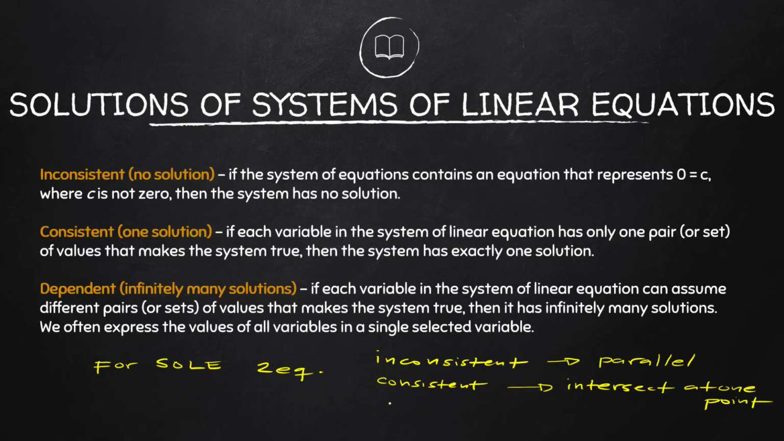If, however, the solution is a dependent solution for a system of linear equations involving two equations, meaning those two equations, when you graph it, are collinear. So all of the points that are in equation 1 are also present in the graph of the second equation.